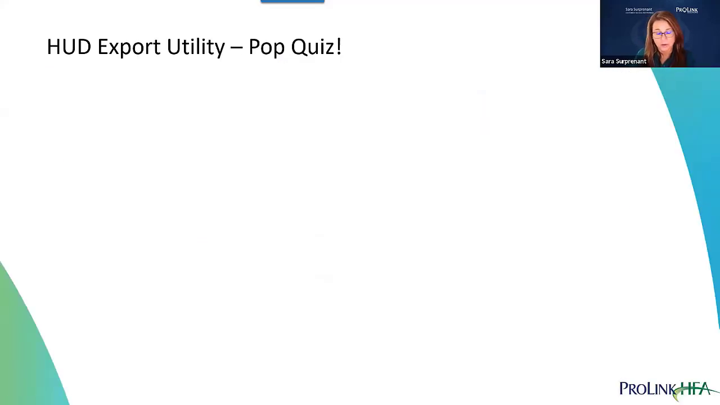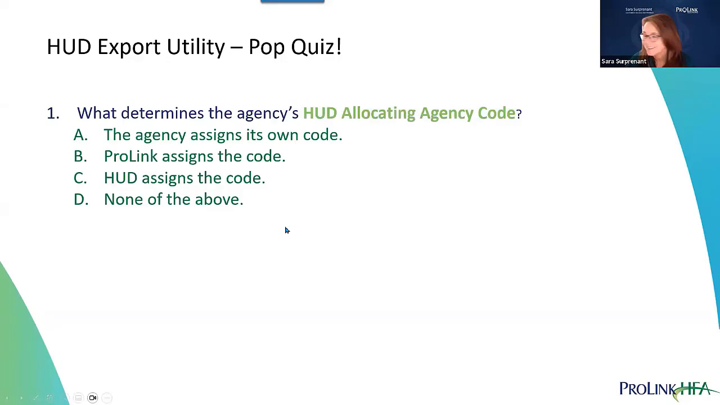So this is just a pop quiz. You can do this on your own, just so you can feel smart. We're not going to grade you, and we're not going to take points away if you get it wrong, because we don't know. You're just in there watching from your desk or your home to find out. So what does determine the agency's HUD allocating agency code? And we talked about that being something that needs to be in your config settings. As an agency, do you assign your own code? Do we assign the code to you? Does HUD assign the code to you, or is none of that correct?